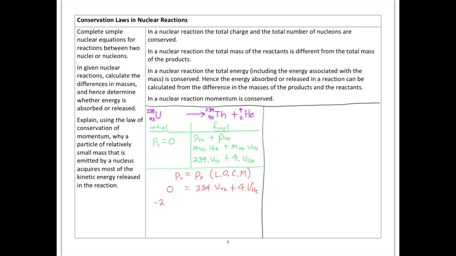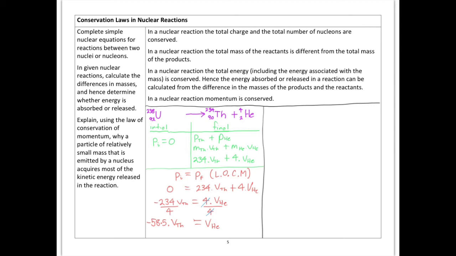Rearranging there, 234 times the velocity of thorium equals 4 times the velocity of helium. Let's divide both sides by 4, and we get left with the velocity of the helium equal to 58.5 times the velocity of thorium. We're not too worried about the sign, that's just telling us it's going in the opposite direction. For using energy, though, we just need to know the relative amounts of the velocity.